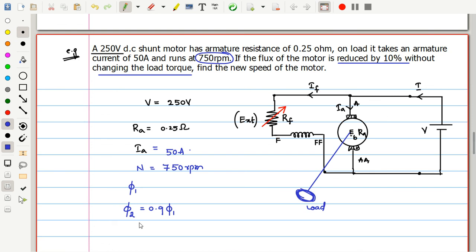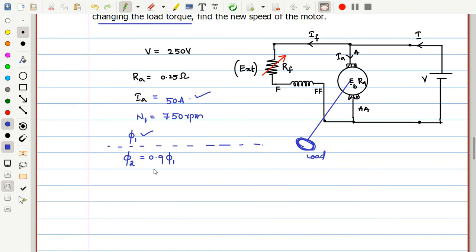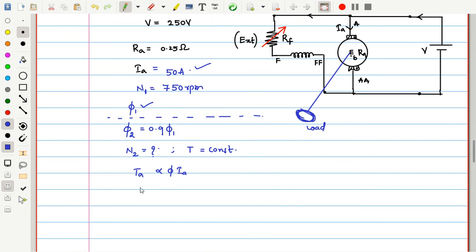So what do we need to do? This is the speed N1 when it is drawing this current and the flux is phi 1. The second case: when the flux is reduced by 10 percentage, the new flux is phi 2, which is equal to 0.9 phi 1. So what will be the speed of the machine? Under this condition, the load torque is constant. The torque is maintained constant. And we know that the armature torque TA is proportional to the flux and the armature current. So now can I say TA is constant, so case 1 data is N1 speed, phi 1 flux, and case 2 is N2 speed, phi 2.